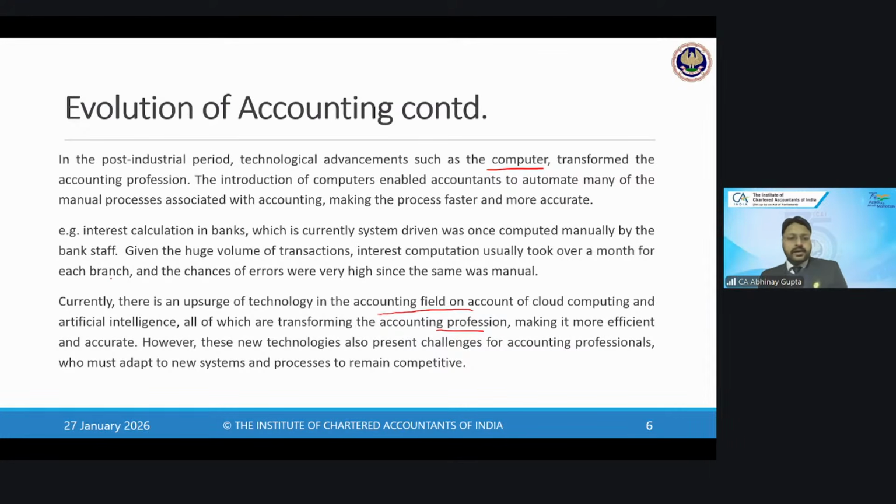And what is AI? Artificial intelligence. Any guesses? Although we are using ChatGPT, but do we really understand what ChatGPT is?